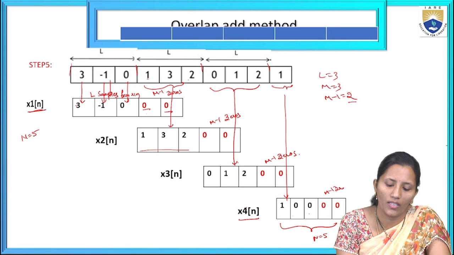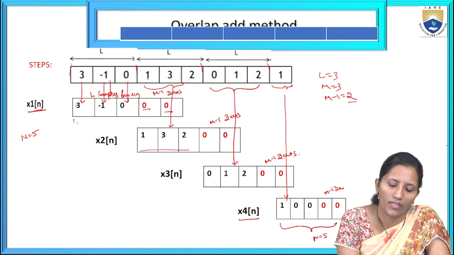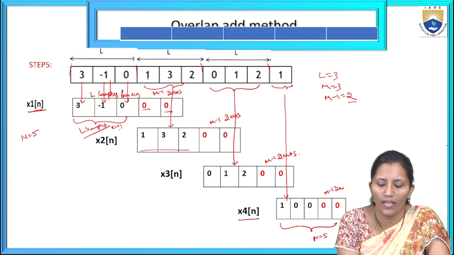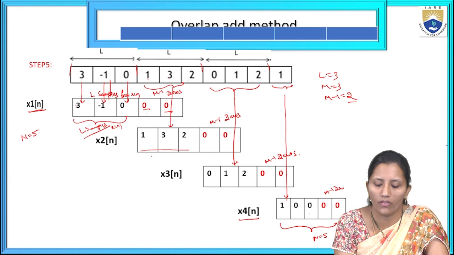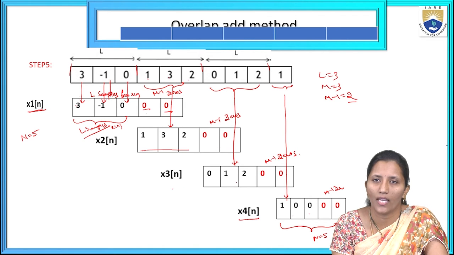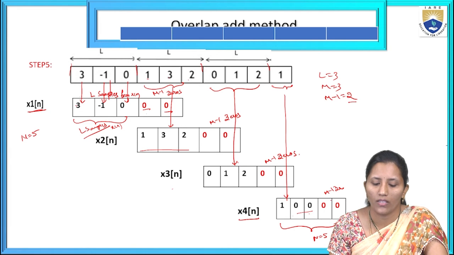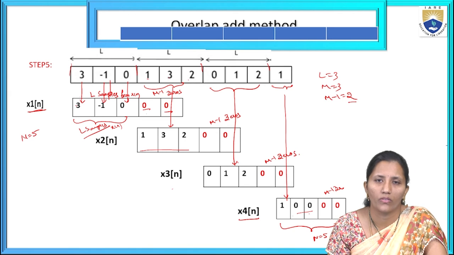So the first block will be the first L samples from x of n followed by m minus 1 zeros. For x2 of n, the next L samples and m minus 1 zeros. For x3 of n, the next L samples and m minus 1 zeros. For x4 of n, whatever the remaining bits are there, 1, and the remaining bits I should make equal to 0. The length of each block should be n equal to 5 samples.